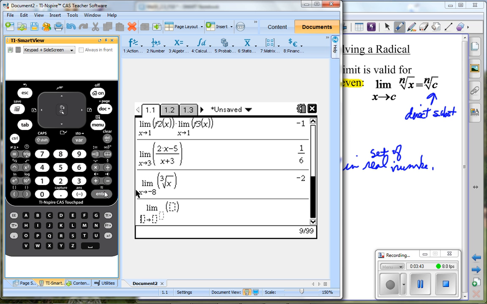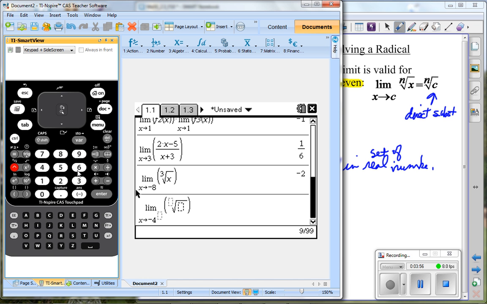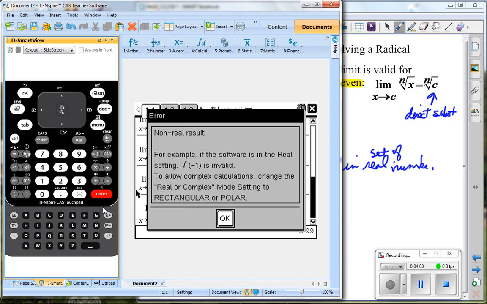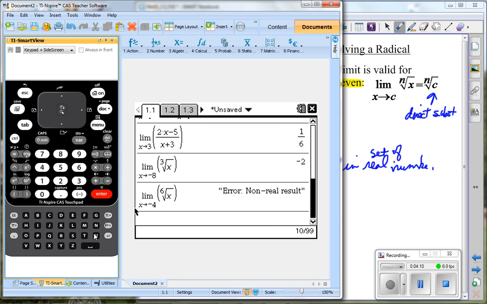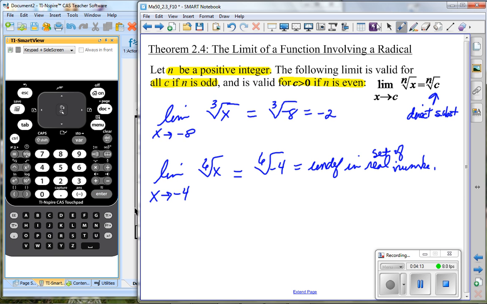We'll do this one more time. We're going to have x approaching -4, and now we're going to have the 6th root of x, and our answer comes up to be a non-real result. We could find an answer if we wanted to change the mode, but we're going to stay in the real numbers, so we'll accept the fact that it is non-real. So this is a theorem that makes it a little easier to think about radical functions.